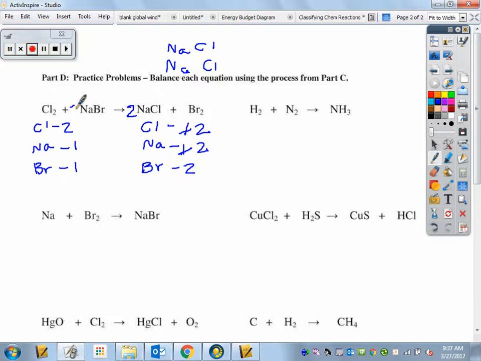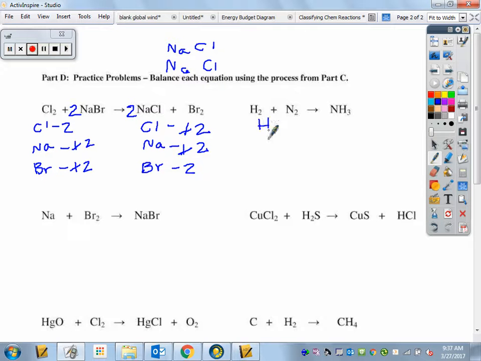So again, you can't add a subscript, you can only put a coefficient. So instead of 1 sodium bromide, now we're going to have 2. 2 times Na gives me 2. 2 times Br gives me 2. So now this is a balanced formula. I have a chlorine, diatomic chlorine, plus 2 sodium bromides is going to make 2 sodium chlorides and 1 bromine gas. Okay?